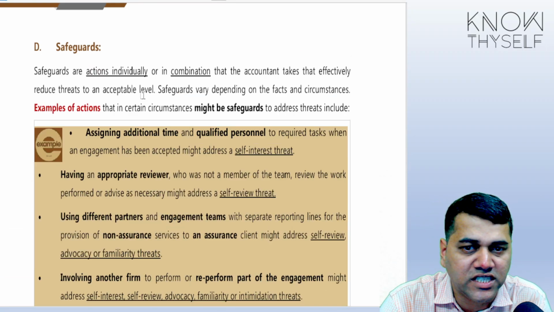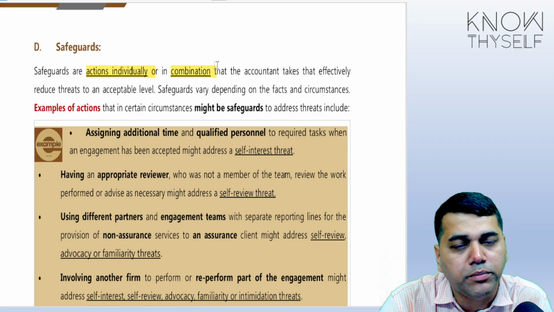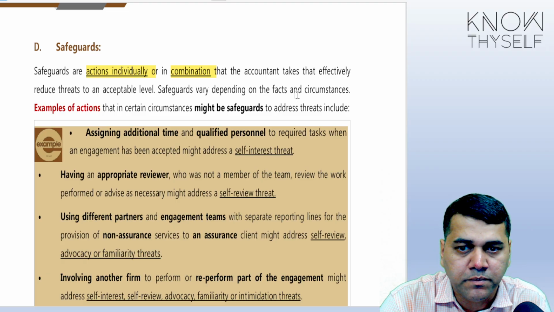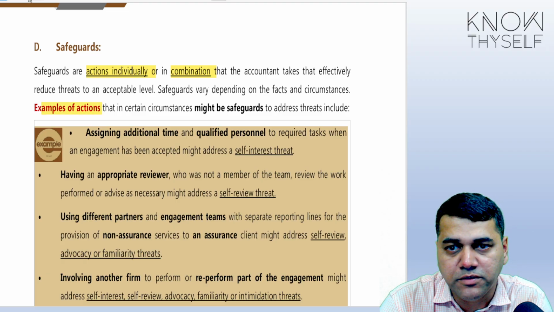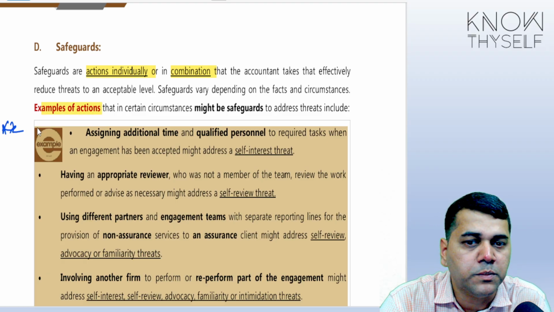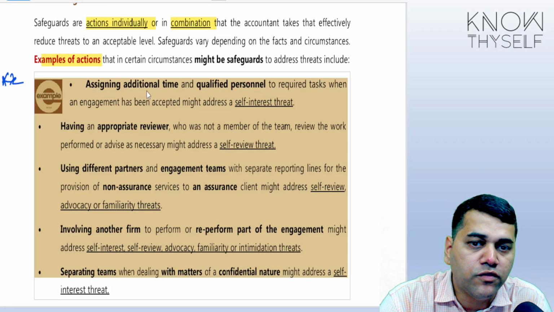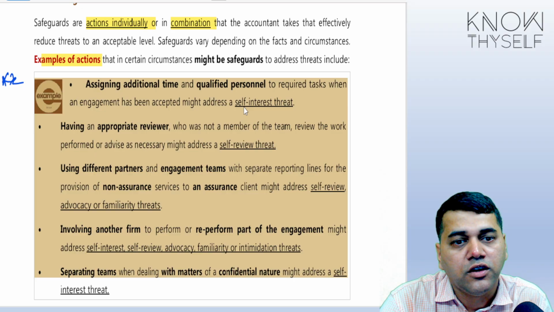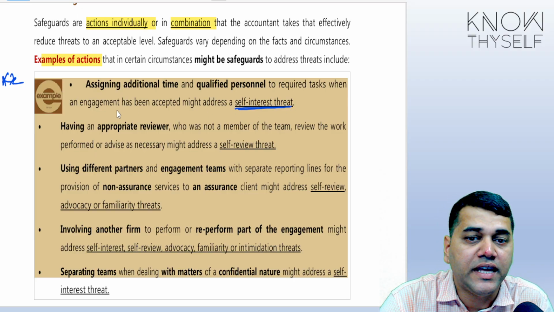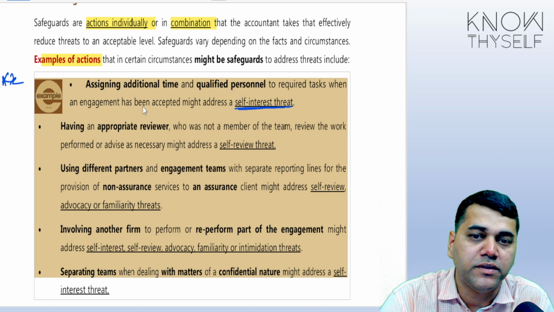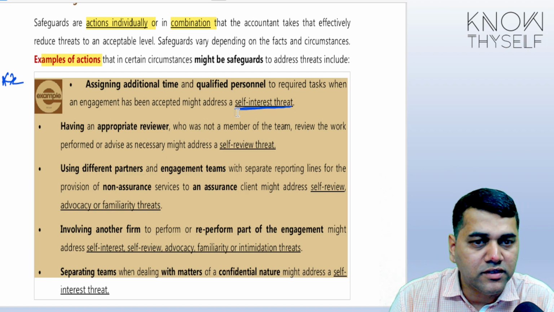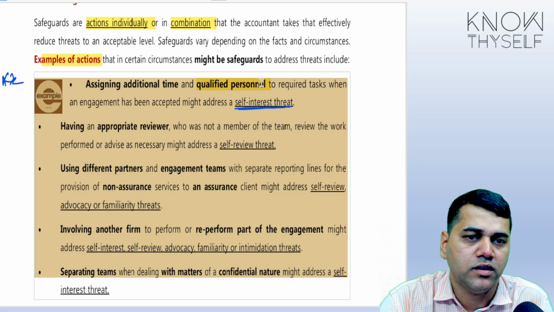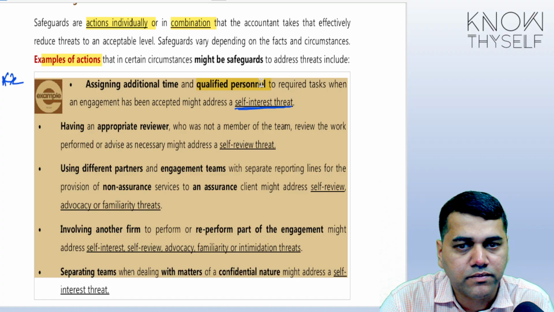Safeguards are actions, individually or in combination with other actions, that can reduce the threat. Now, what are the examples of actions? See, please mark this important. They can ask you, 1. Assigning additional time and a qualified person. Why? For a self-interest threat, when the engagement aspects address self-interest. That means suppose you have got a self-interest there, then appoint another qualified person. You don't get involved in it.